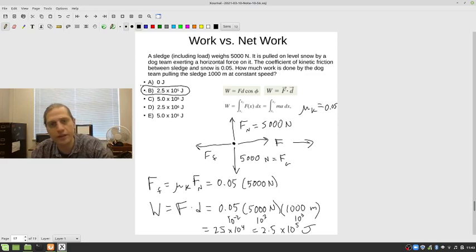Okay, so there's my answer for this one. Dogs are doing positive work, friction is doing negative work, the net work is 0.